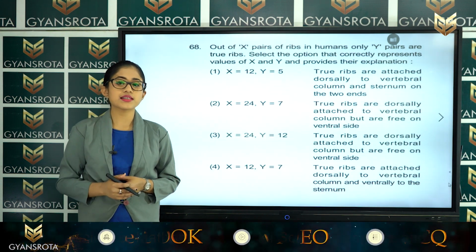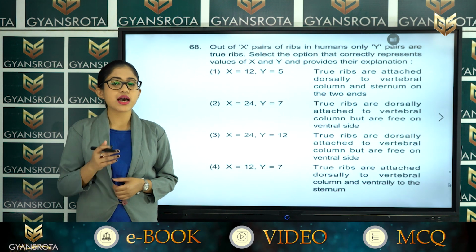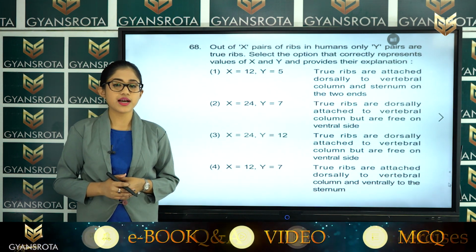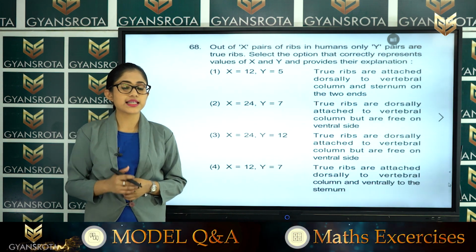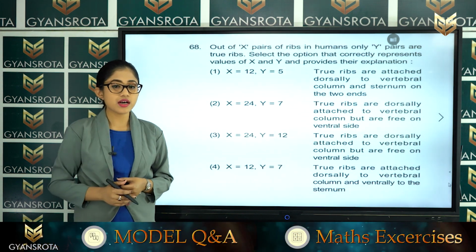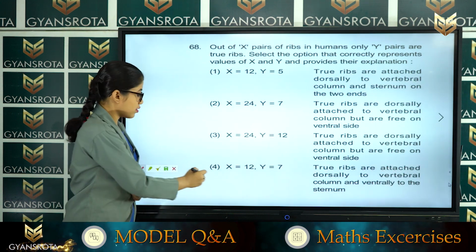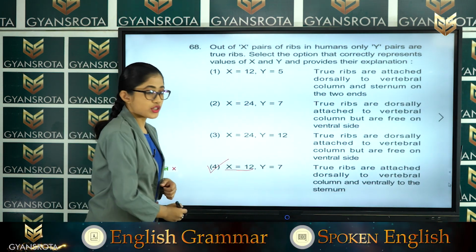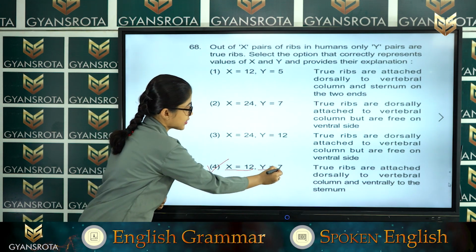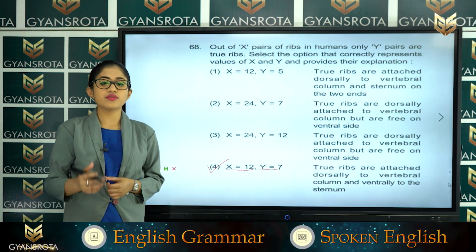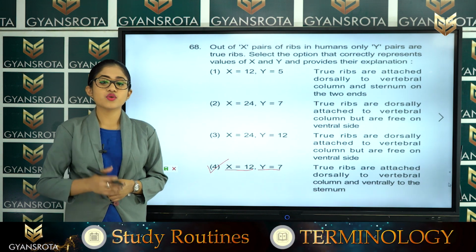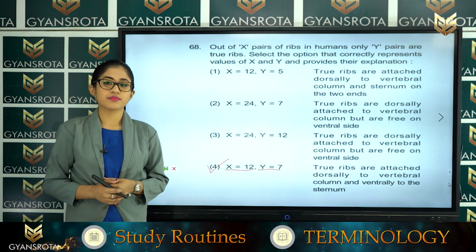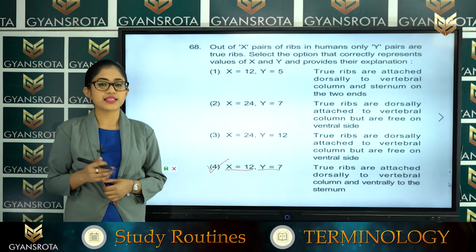While discussing the human skeletal system, we have described the 12 pairs of the rib cage, right? So, which among them is the correct answer for this question? That is the option number 4. It says that X, that is 12 pairs, and Y is 7, which states that true ribs are attached dorsally to the vertebral column and ventrally to the sternum. Now, let us move on to the next question.